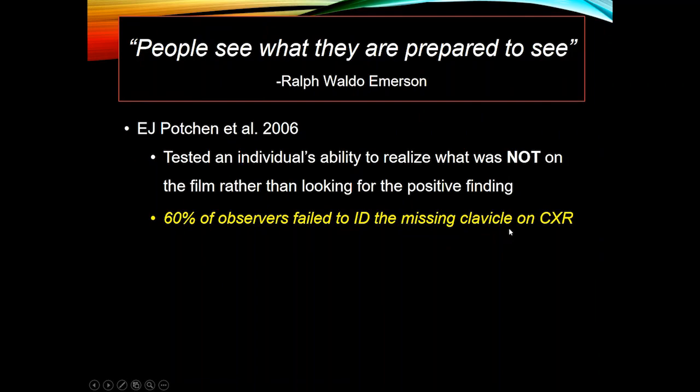So just important to recognize that people see what they are prepared to see. Interestingly, in this study by Pochin et al., they tested individuals' ability to recognize what was not on the film. They looked at chest x-rays, so looking at what is not on the film rather than looking for the positive findings. Unfortunately, we don't do so well with that. 60% of observers failed to identify the missing clavicle on chest x-rays when asked.